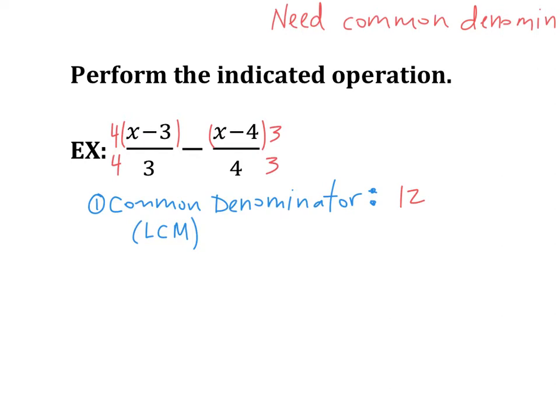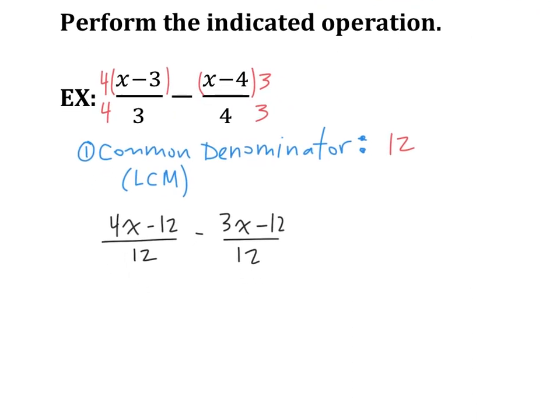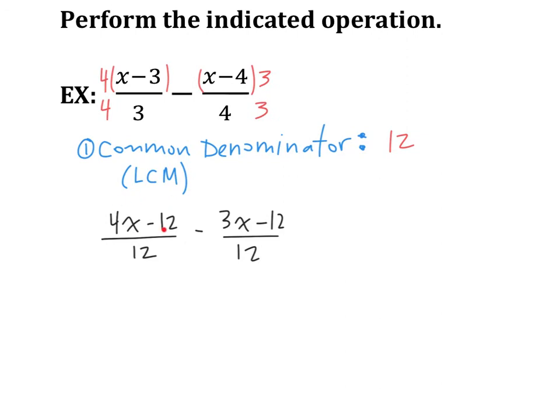So after we do that, we'll multiply our numerators, all right? And we're going to keep them separated at first. So we'll have 4x minus 12 over 12 minus 3x minus 12 over 12, okay? And now we can go ahead and combine these numerators, because the denominators are the same.